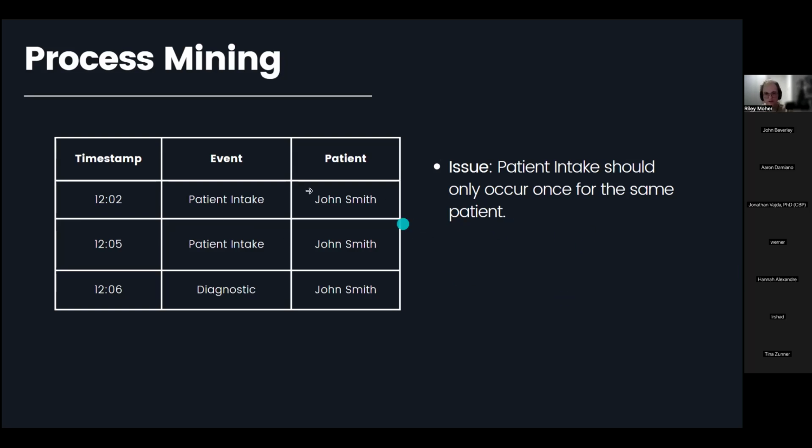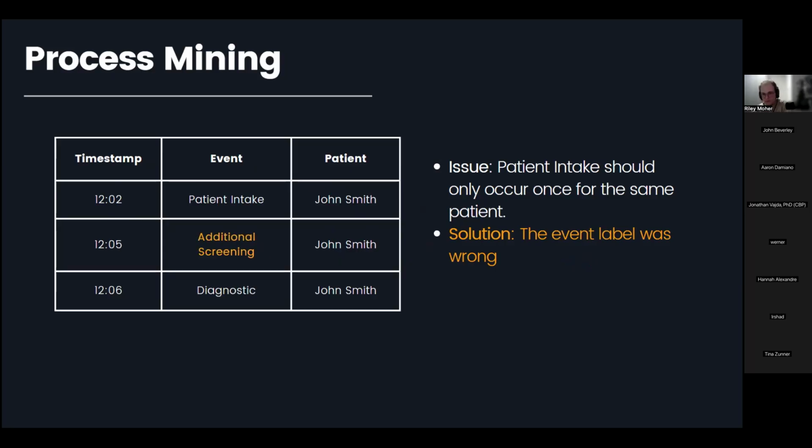But this knowledge that this issue exists is something that's entirely external to the data. So we can identify that issue, and maybe our chosen solution is that the event label was in fact wrong. So we have some information system that did not accurately depict what was going on in the real world. And we want to make some kind of correction to say, actually, that was an additional screening step. And importantly, this is entirely external knowledge that we're applying in order to interpret or make corrections in that data.